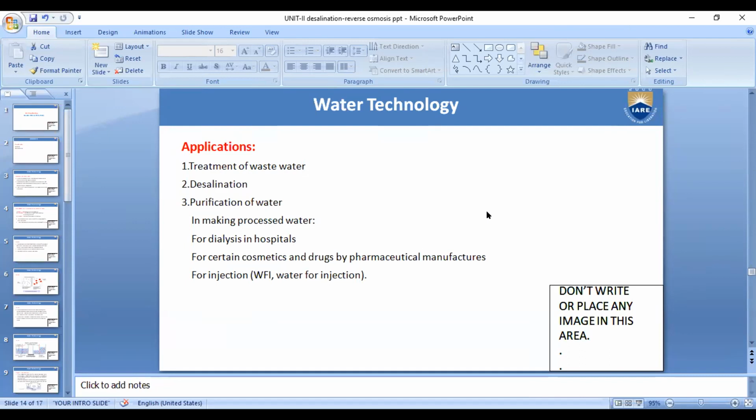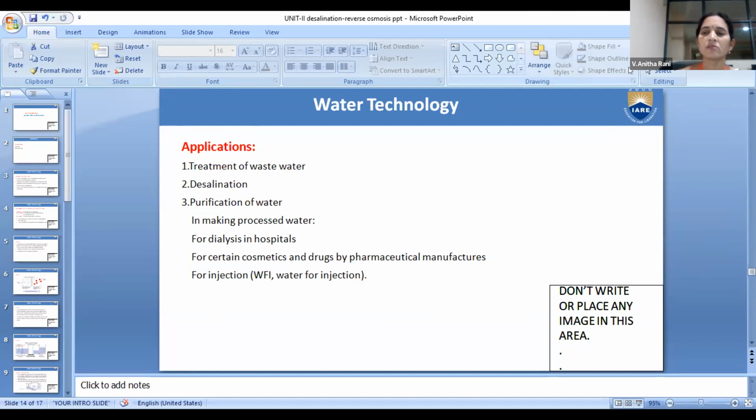Short answer questions, four are there. Tell me. Types of hardness, units of hardness, disadvantages of hard water, reverse osmosis. Problems, seven are there. Hardness problems and EDTA method problems.